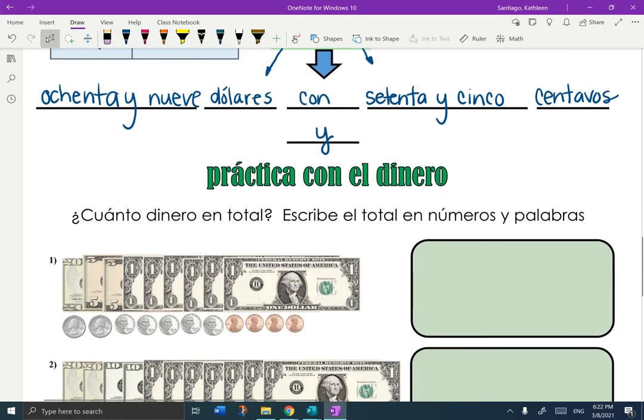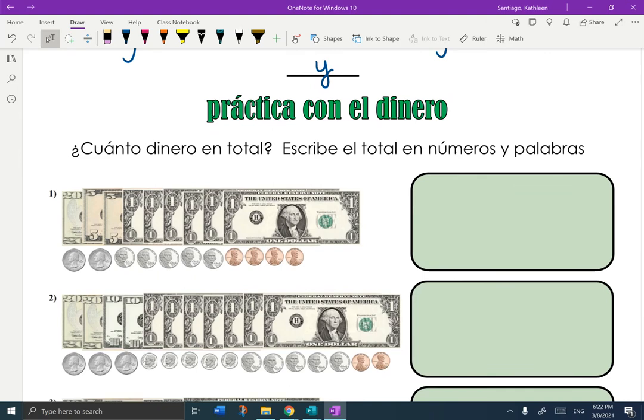Okay, let's go down. We've got práctica con el dinero. ¿Cuánto dinero en total? Escribe el total en números y palabras. Okay, so we're going to practice with number one. So first we need to figure out what the total is. So we have to count them up. We've got 20, 25, 30, 1, 2, 3, 4, 5, 6. So I'm just going to write it on top in numbers. Okay, $36 so far.